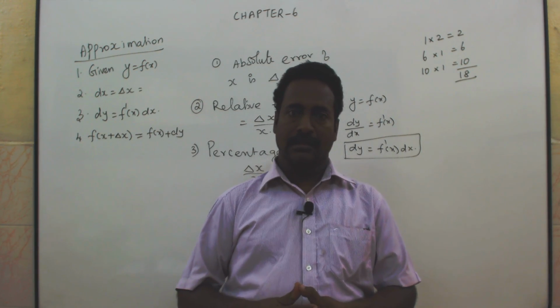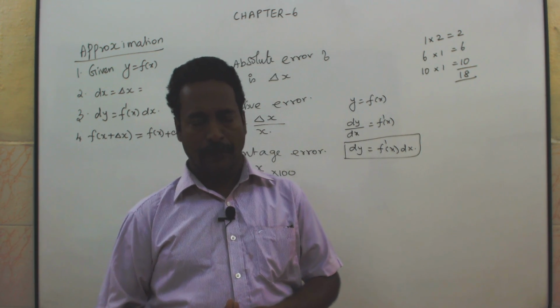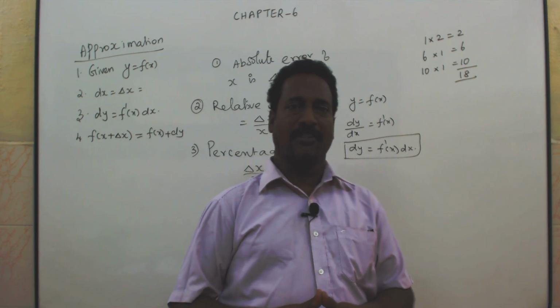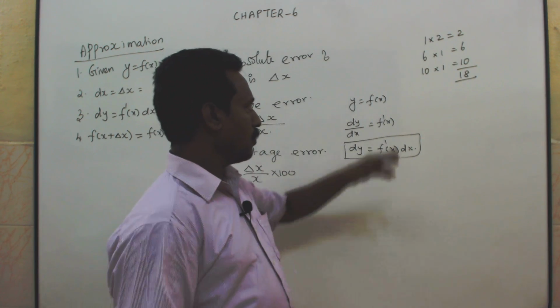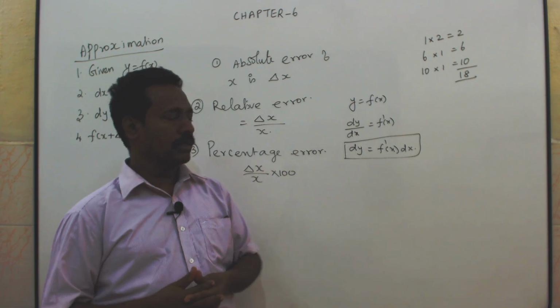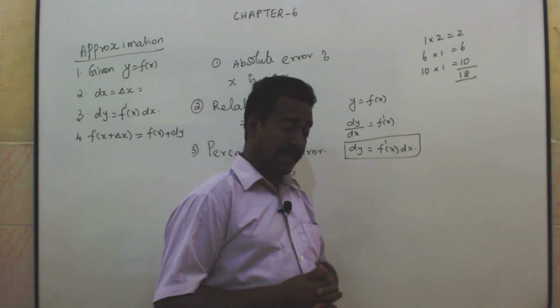The next, differential calculus application 2. In this chapter, the total number of marks allotted: 1 mark question 2, 6 mark question 1, 10 mark question 1. The total number of marks is 18.